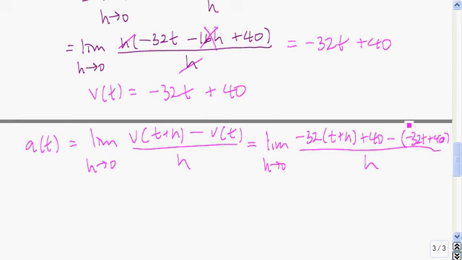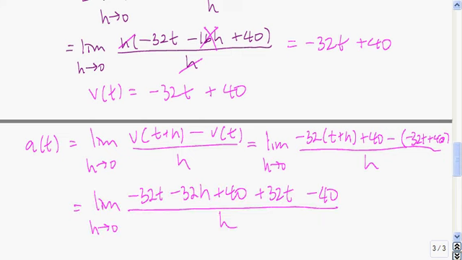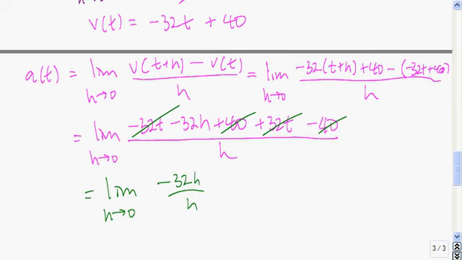So we can go ahead and multiply things in and cancel. Okay, so let's get rid of the 32t and the 40. So then we have the limit as h goes to 0 of negative 32h divided by h. Okay, the h's cancel, and wow, what a shocker. The acceleration is negative 32.